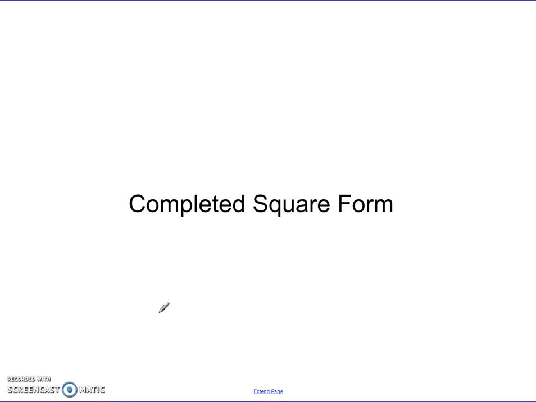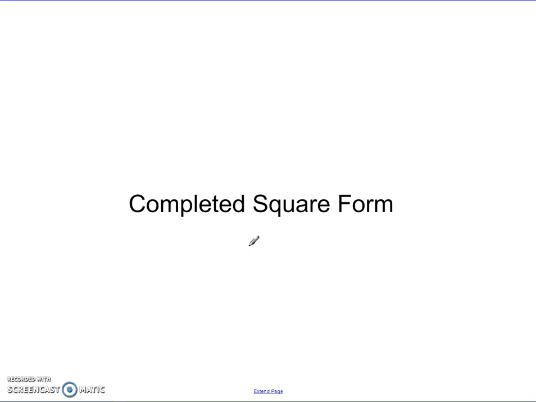In higher level mathematics, one of the key skills you have to be able to do is factorising functions, specifically quadratics, so functions with x squared as their highest power. Now at National 5 level we covered 3 key ways of doing this. We covered common factor, we covered difference of two squares, and we covered trinomial factorisation.